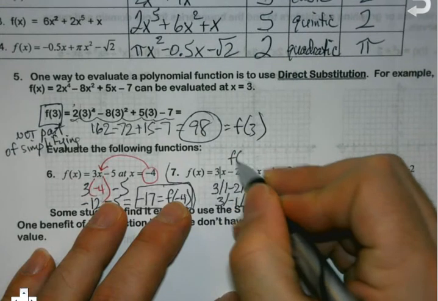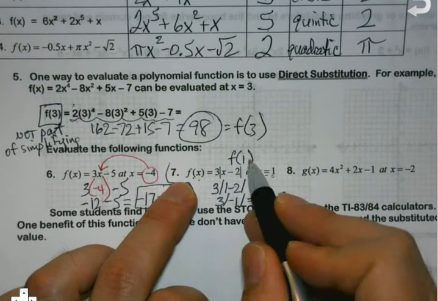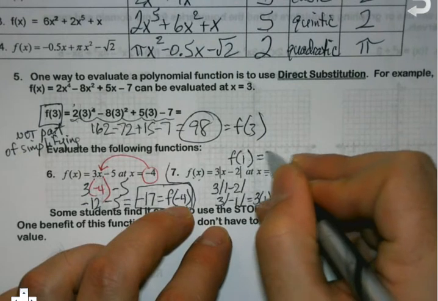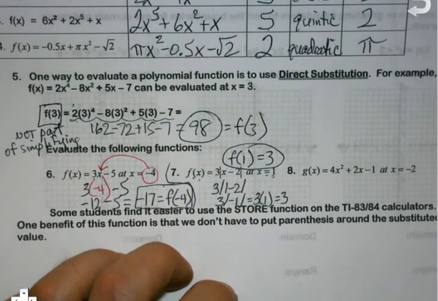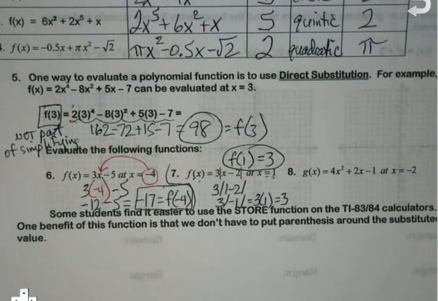So f of 1, okay, just saying I'm plugging in 1 for x, equals 3. Okay, and I want you to get used to looking at the labels. When you get to standardized testing, this is what it's going to look like. So I want you to be familiar with it, even though I'd understand if you just said y equals 3. Okay?